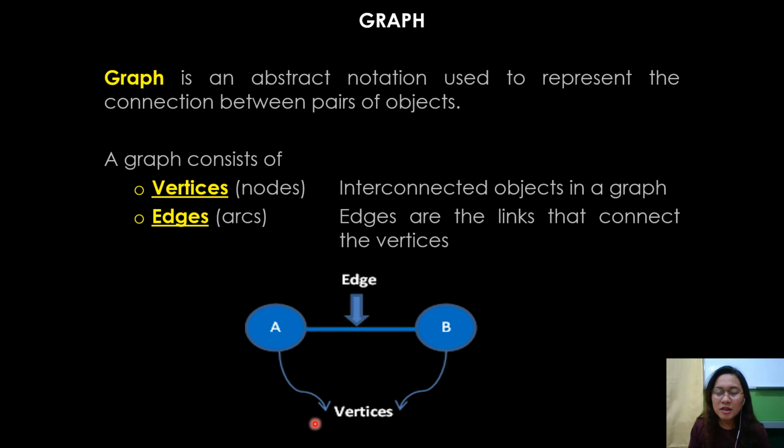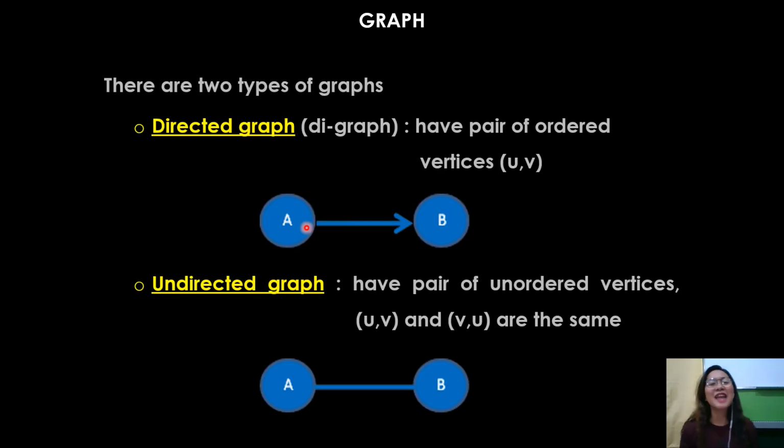In this simple diagram, it shows the vertices connected by an edge. So we have vertex A here and vertex B here that connect through an edge. This is what we call the edge, and A and B here are what we call the vertices. Next, there are two types of graphs. First is the directed graph, and second is the undirected graph.